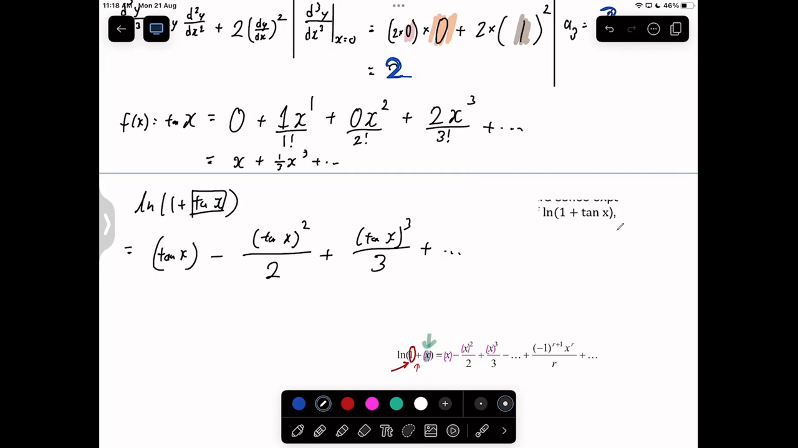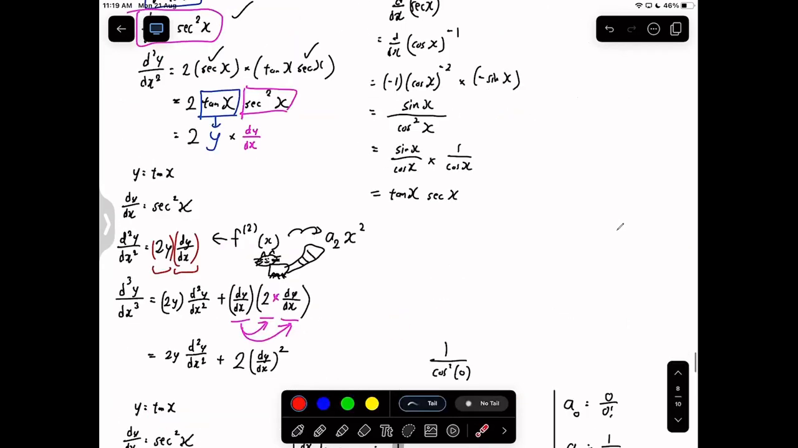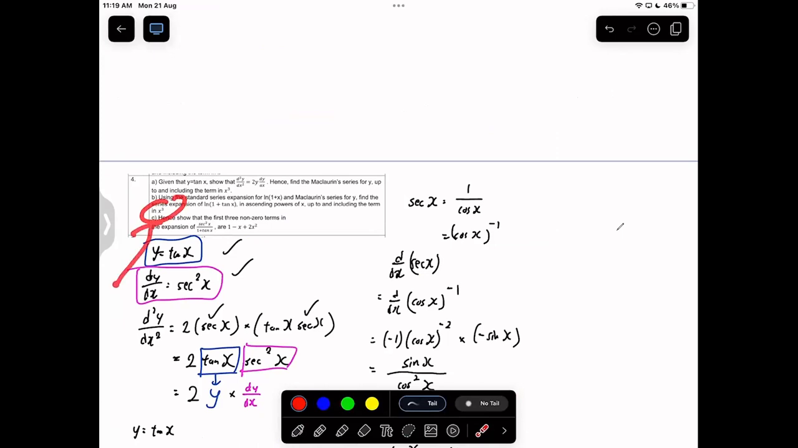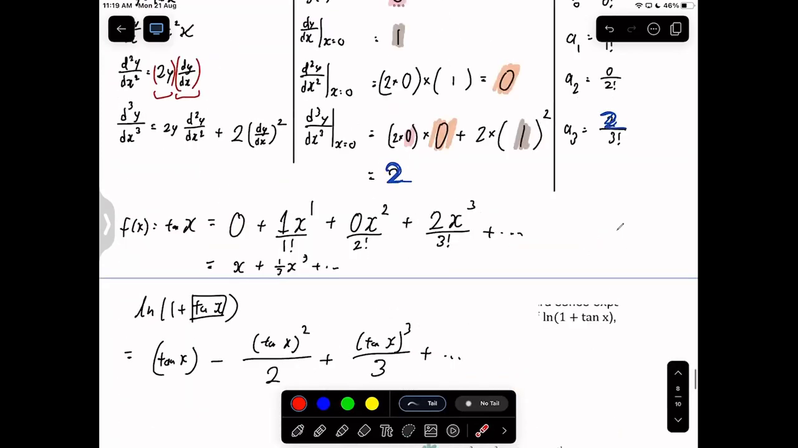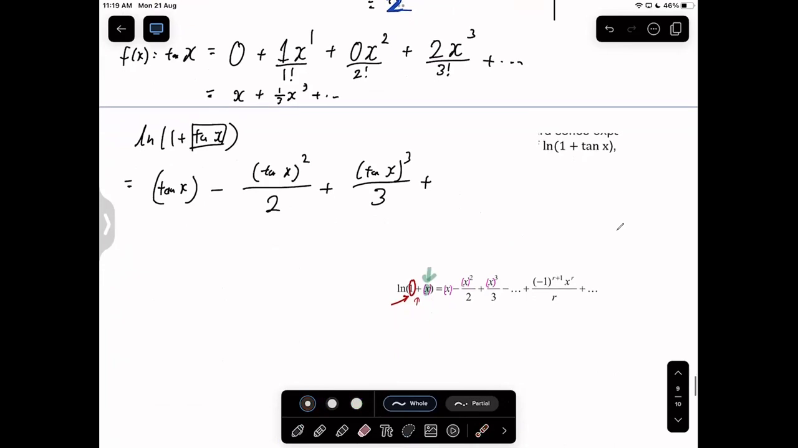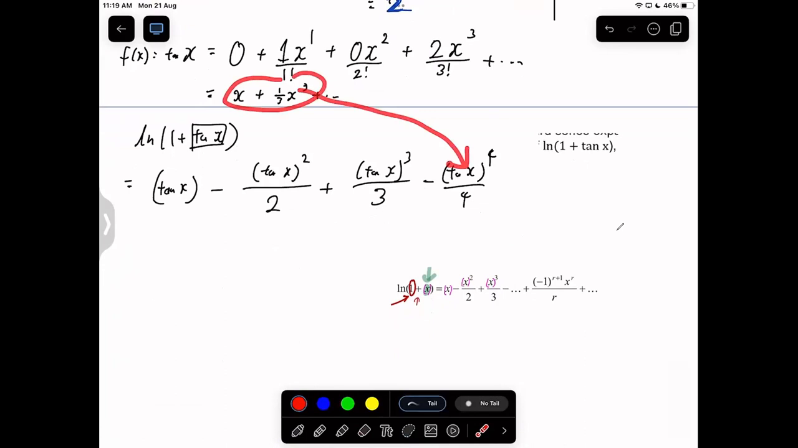Here, I actually probably don't need so many. I don't need power 4. Why? Because the question requested up to x cubed. If I go for power 4, let's see what happens. It should be a minus tangent x power 4 over 4. I'm going to replace tangent x with this guy. Will this contribute to x power 3 and lower powers? Yes or no? Definitely no. Can you see why?